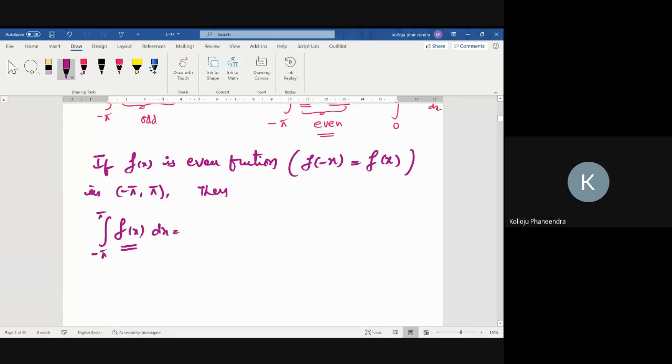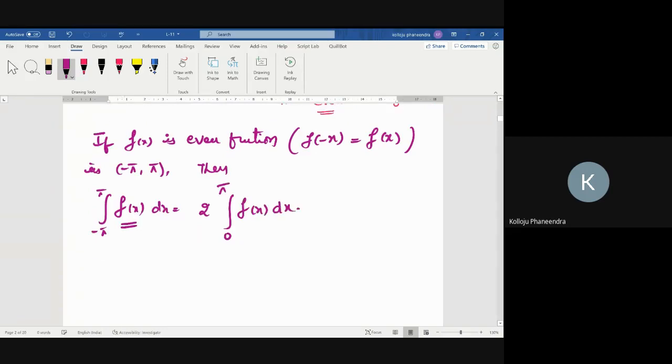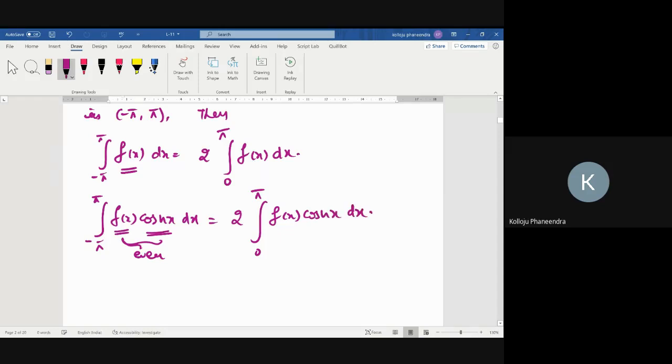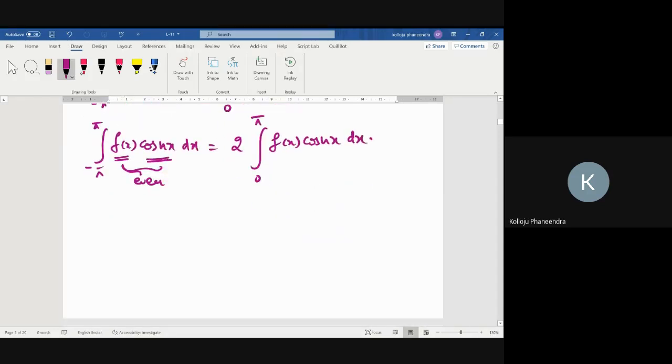Since this is an even function, I can write this as 2 times the integral from 0 to pi of f of x dx. Another one: the integral from minus pi to pi of f of x cos nx dx. Cosine is an even function, so this entire product is an even function. Therefore, the integral from minus pi to pi becomes 2 times the integral from 0 to pi of f of x cos nx dx.